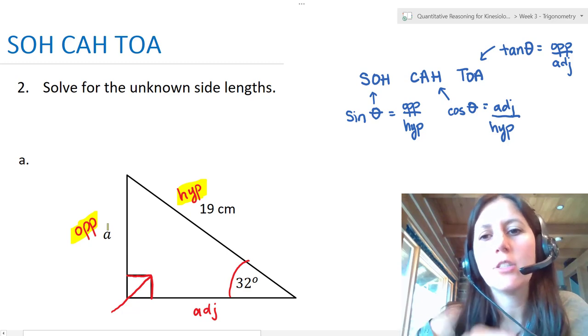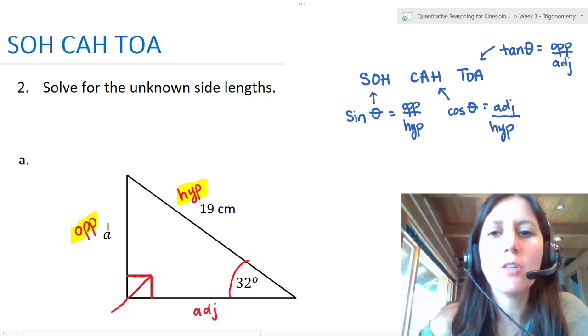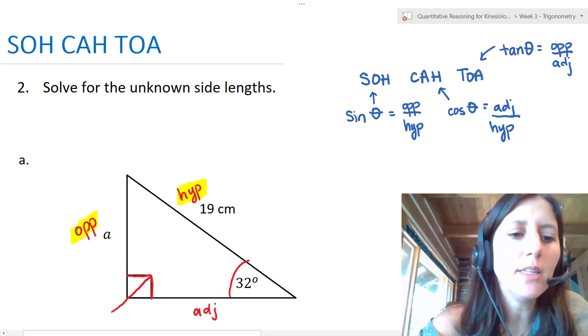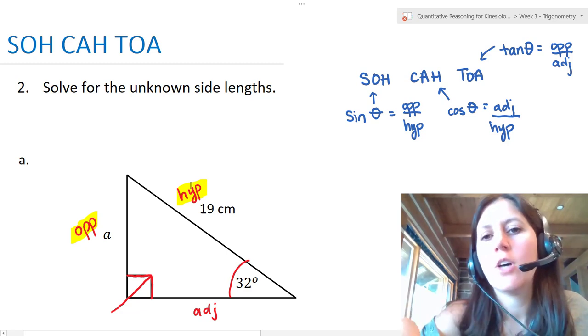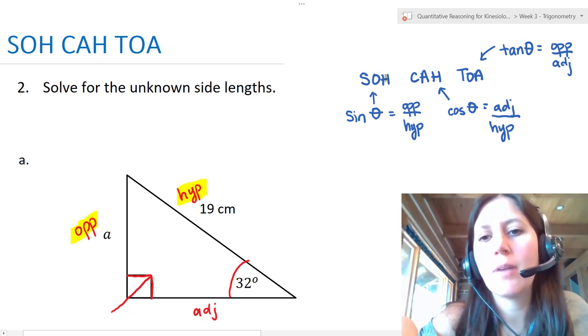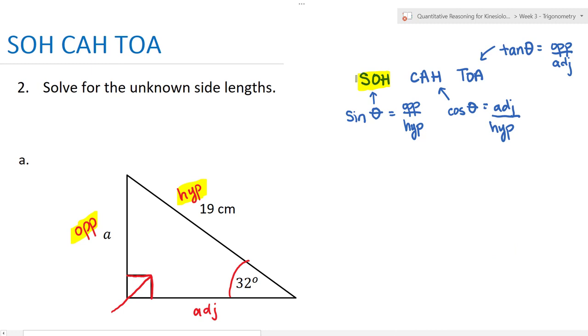Now you'd go back to SOH CAH TOA to identify which of those three equations you're going to use, the one that has an O in it for opposite and an H in it for hypotenuse. O and H, that would be right here. So that's telling us that we're going to use sine to solve this question.